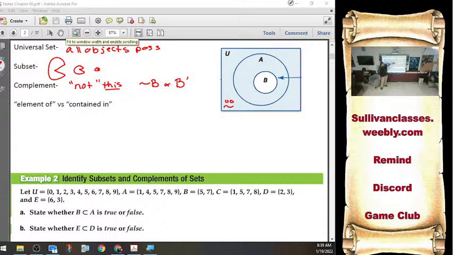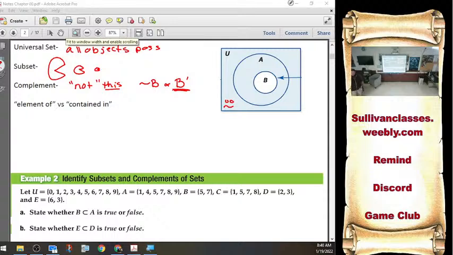Let's test your old school knowledge there. Why does Sullivan hate that one? Why do I not like this to mean the complement of B? Why might that be confusing? Okay, if your handwriting's a little off, it might look like B to the first. If I have a double prime, it might look like B to the 11th. Where have we seen that notation before?